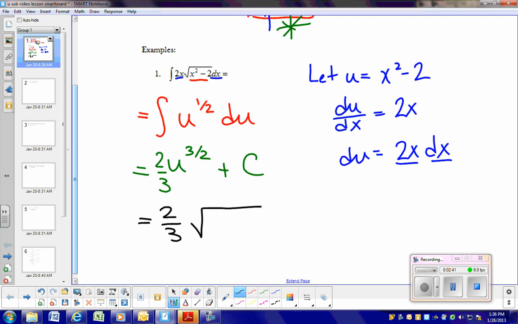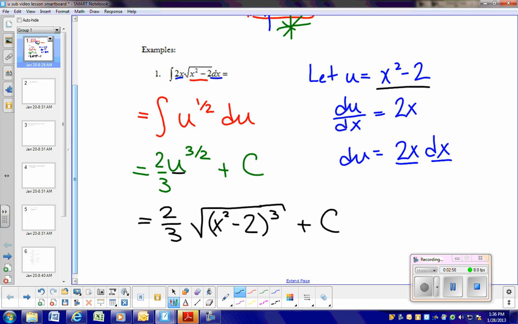So I have to go back into x's. So this u, it says over here, is this. And this is a square root. And then I need a cube on that, so that's to the 3/2 power overall, plus a c. And that would be my final answer.